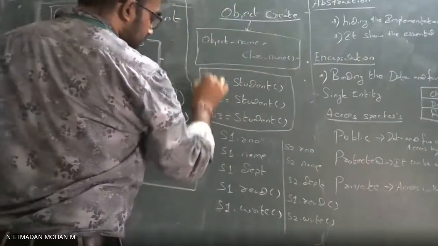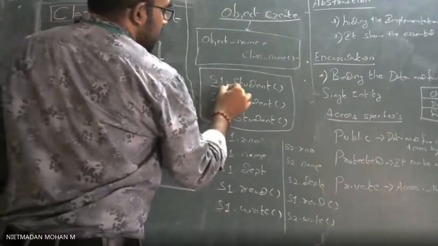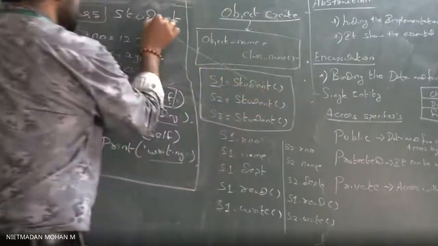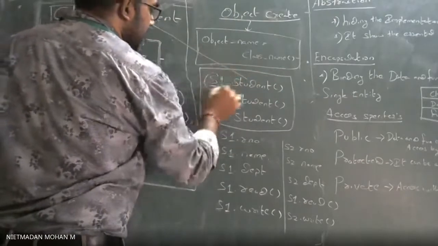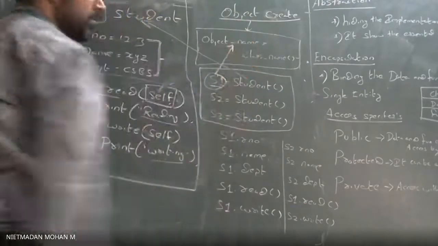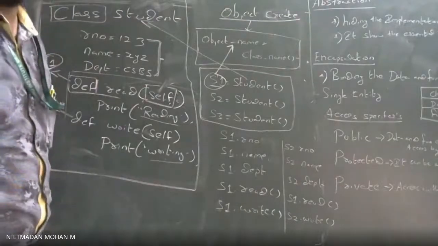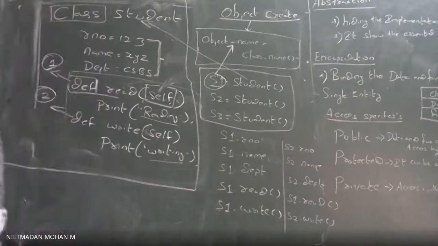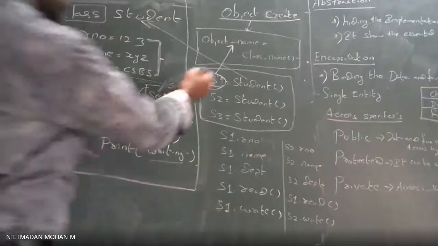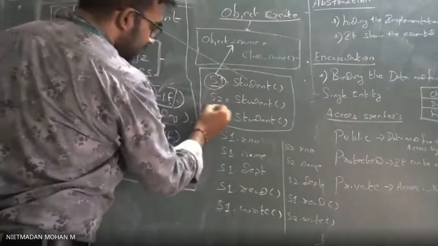And here I have written a line of code, that is S1 is equal to Student, the Student which means the class. So I have entered the class name over here. And this S1 will be my object name, right? Yes? Yes, sir. S1 is the object name.